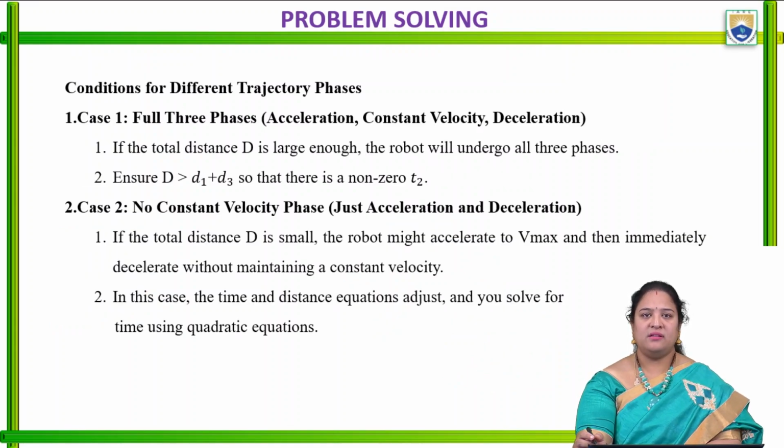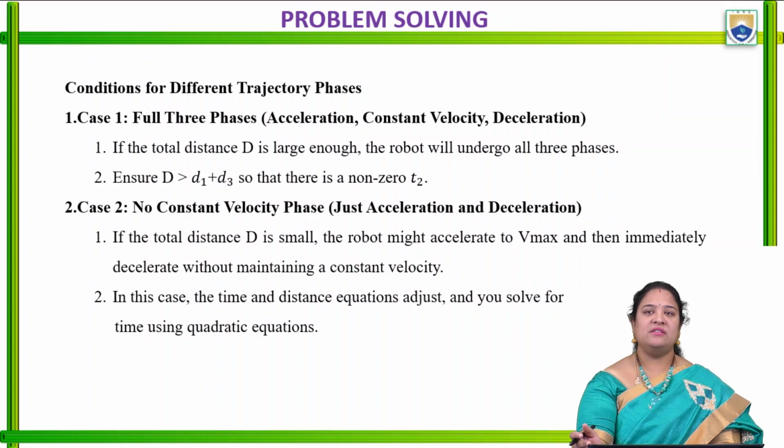Let us consider a few cases for the different trajectory phases. That is, when we have acceleration, constant velocity, and deceleration, how do we write these three phases? Or when we have just acceleration and deceleration, with no constant velocity, how do we write down this particular phase? How do we write the equation?